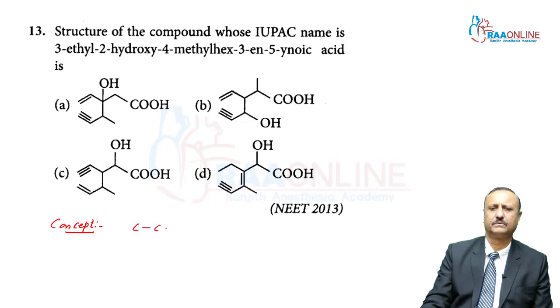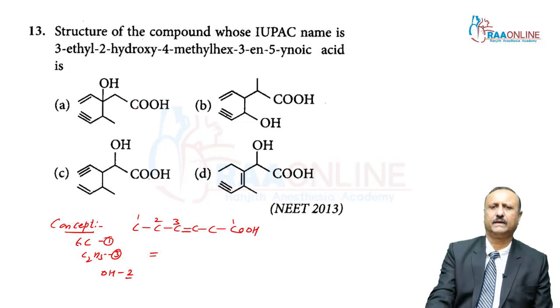1, 2, 3, 4, 5, 6. Six carbon atoms are present here, my dear students. Number 1. Number 2, an ethyl group is present on the 3rd carbon atom. Number 3, an OH group is present on the 2nd carbon atom, and a double bond is present on the 3rd carbon atom. 1, 2, 3, double bond is present, and the enoic COOH group is present on the 1st carbon atom.